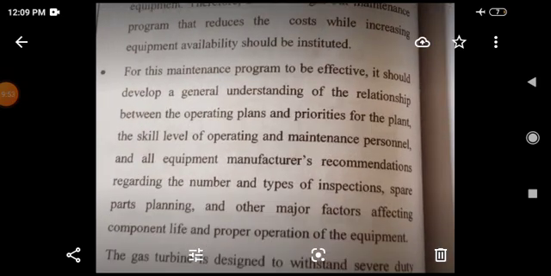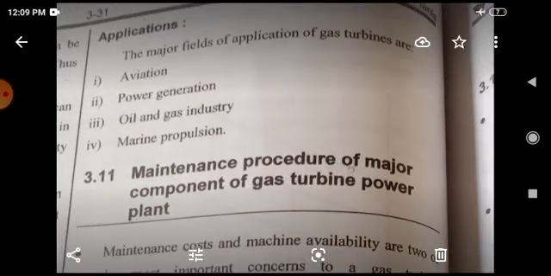Okay, I think we will discuss the maintenance procedure of major components of the gas power plant in the next lecture. Before that, study all the chapters that we have discussed in previous lectures. Okay, today we stop here. Thank you.